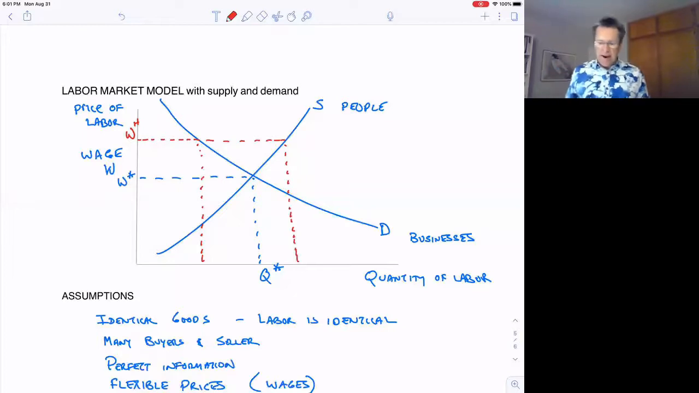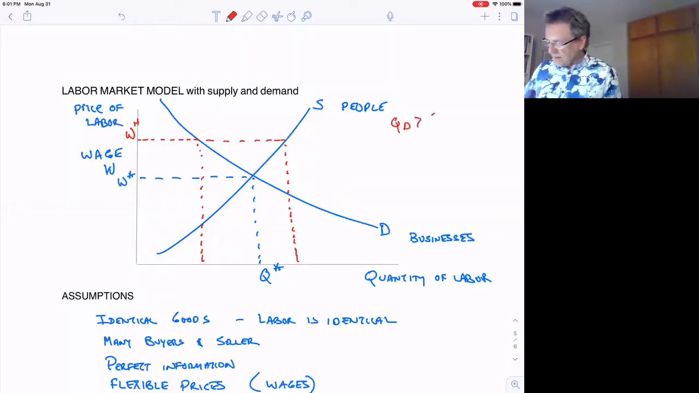We could go over here to the supply curve to see how many people want a job. The quantity supplied is greater than the quantity demanded. That means a surplus in the labor market, or unemployment. So this horizontal distance right here would be unemployment.